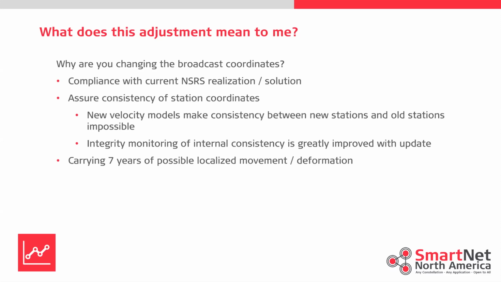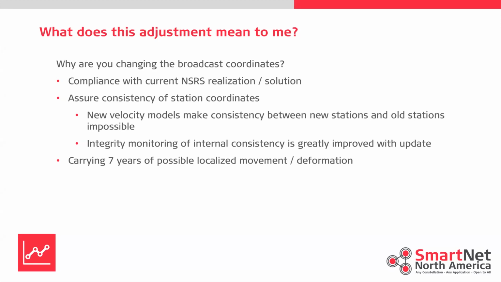And then lastly, we haven't updated broadcast coordinates in mass in 7 years. So right now we're carrying 7 years of possible localized movement or deformation. This has nothing to do with the quality of the coordinates that were calculated, because every spring and fall when we look at coordinates, we see a delta. We see a difference between the new calculated processing or broadcast coordinates and the old ones. Some of those times they're in the 3, 4, 5 mil range. Some of those times they're in the 2 centimeter range. And that can be noise.